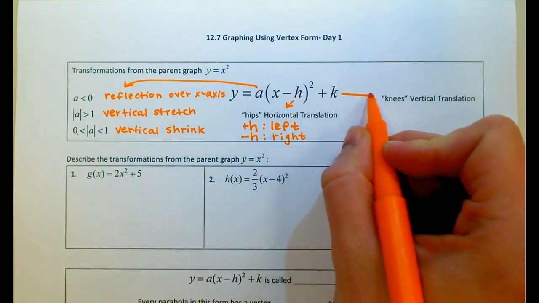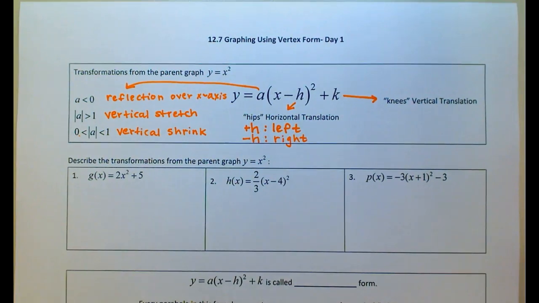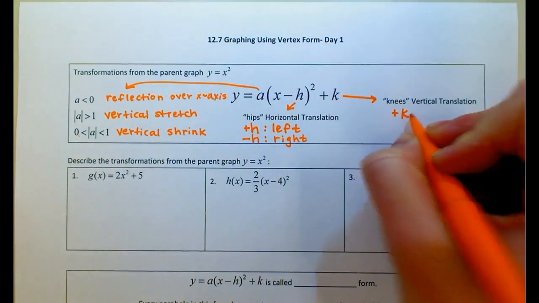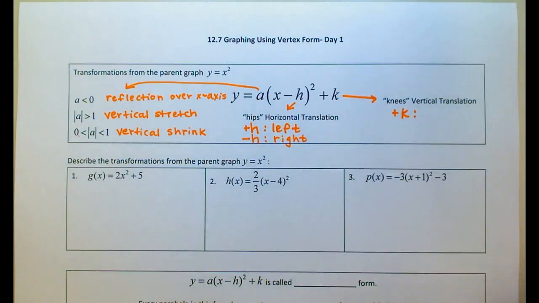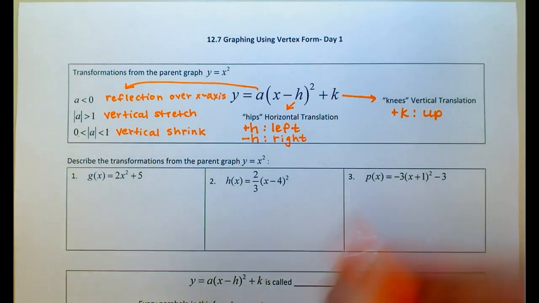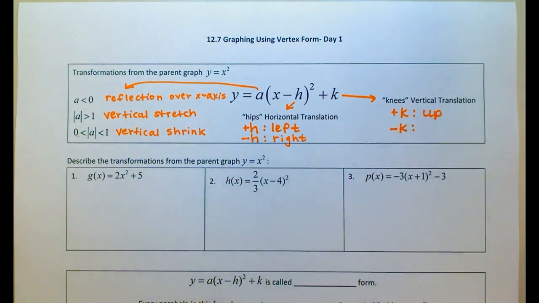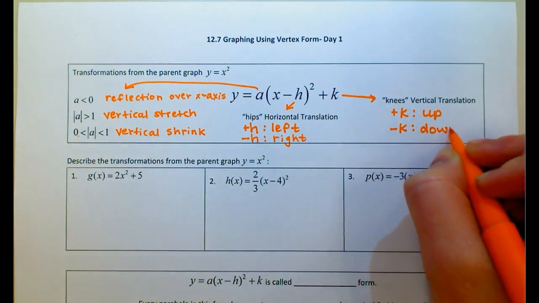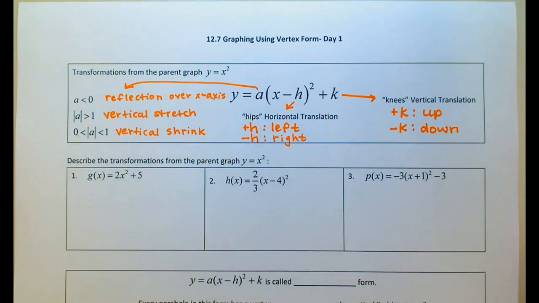Our k is like our knees. Our knees moved us up and down when we moved. So this is our vertical translation. If we have a positive k, it moves just like our body moved. Our knees moved up, our body went up, so our graph will shift up. If we have a negative k, it does exactly what we expected to happen. If our knees move down, our body moved down. Aren't you glad I'm not here to make you stand up and go left and right and up and down? But it is a good way to remember which way this thing will transform.